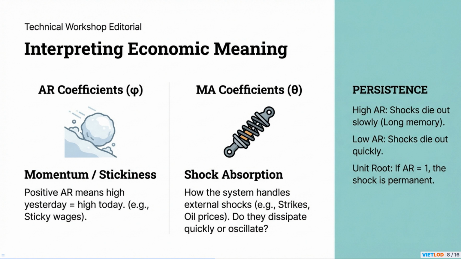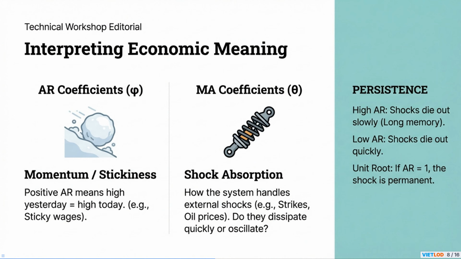The AR coefficients, denoted by phi, represent momentum or stickiness. A positive AR means that a high value yesterday is likely to be followed by a high value today, such as in the case of sticky wages. These coefficients capture the memory of the system. The MA coefficients, or theta, represent shock absorption. They tell us how the system responds to unexpected external shocks, like strikes or oil price fluctuations. They indicate whether the effects of a shock dissipate quickly or lead to oscillations.